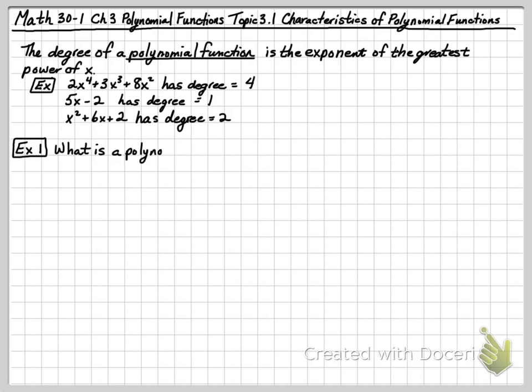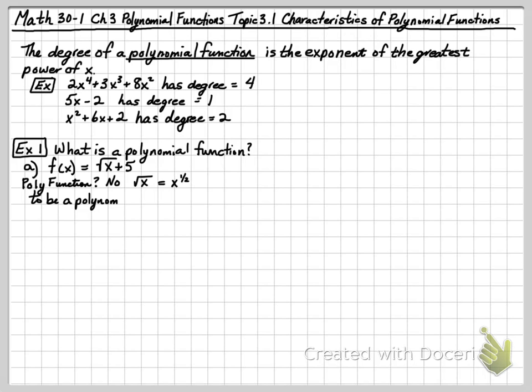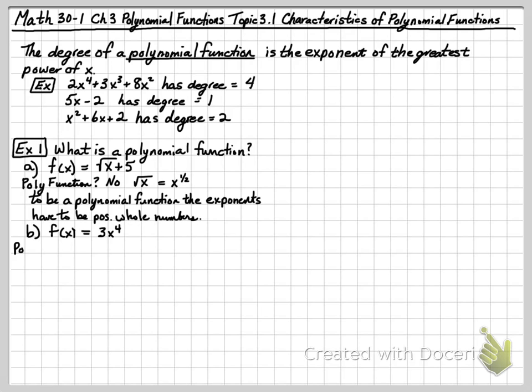In example 1, what is a polynomial function? Well, if we looked at f of x equals the square root of x plus 5, is this a polynomial function? The answer is no, because the square root of x is the same as x to the power of 1/2. And to be a polynomial function, we have to have powers or exponents that are positive whole numbers only.